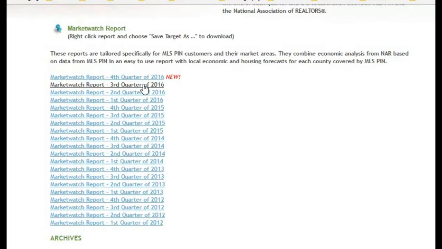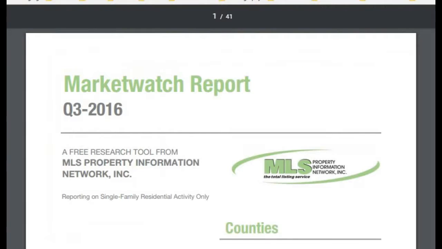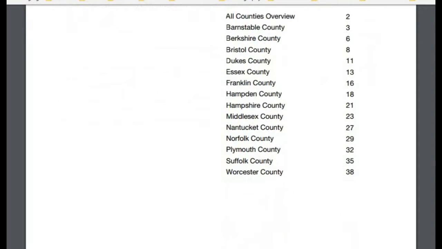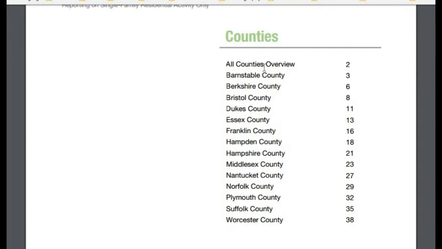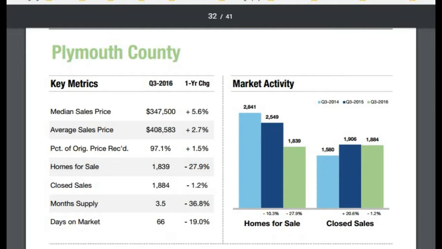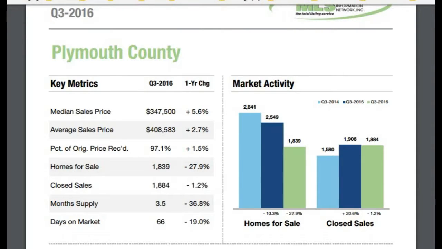Quarterly Market Watch reports combine local real estate data with economic forecasts to help identify current and future trends in the real estate market. It is broken down both at the county level as well as the zip code level and shows statistical calculations, forecasts, analysts, and commentary. Let's go ahead and click on the third quarter of 2016 report. Now, the third quarter 2016 Market Watch report, as all other Market Watch reports, starts with an overview of all of the counties that are covered by the state of Massachusetts. We're going to scroll down to page 33, which is Plymouth County.